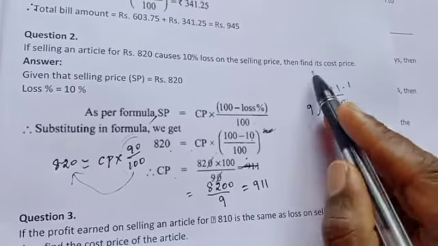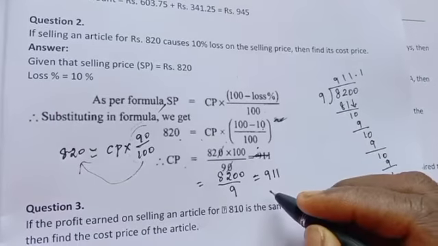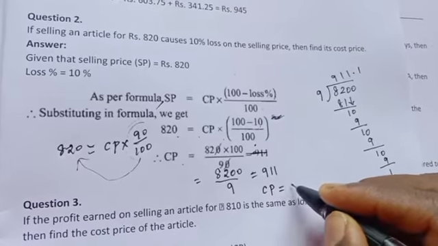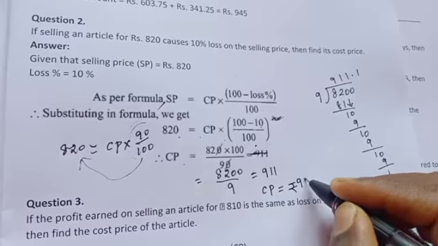So what is the cost price? Therefore CP is equal to rupees 911.